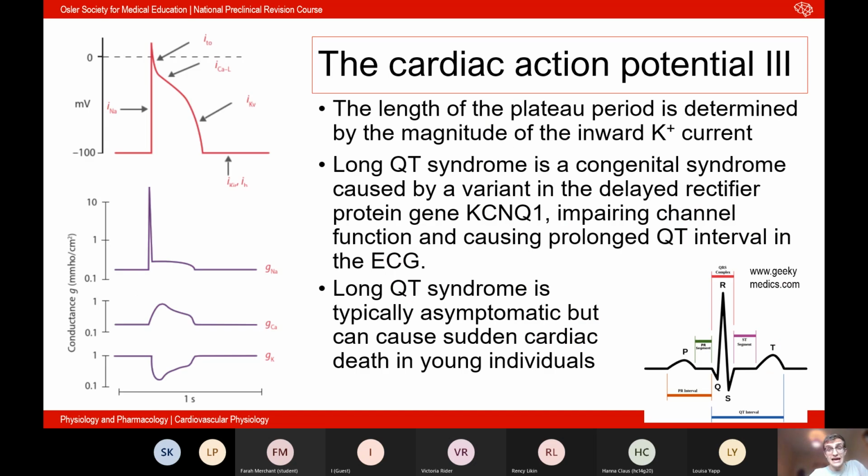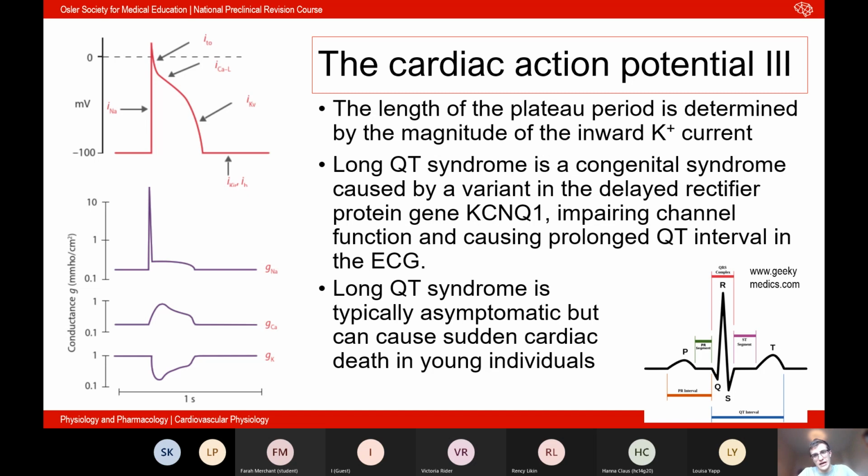Carrying on from that question we actually had, here again we see that potassium is very important, because it is the rate of movement of potassium across the membrane which determines how long the plateau phase of the action potential is. And you can get some conditions where a mutation in the potassium channels carrying that current causes an abnormally long plateau phase. We call this long QT syndrome.